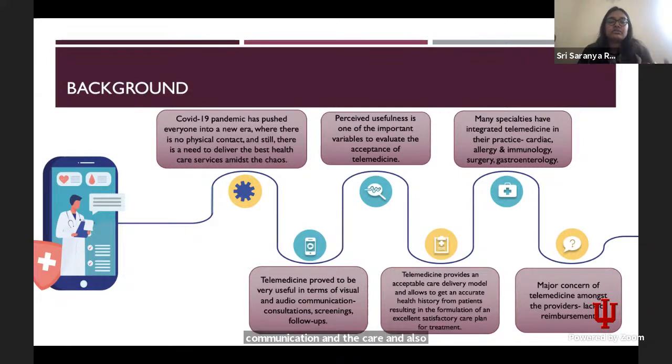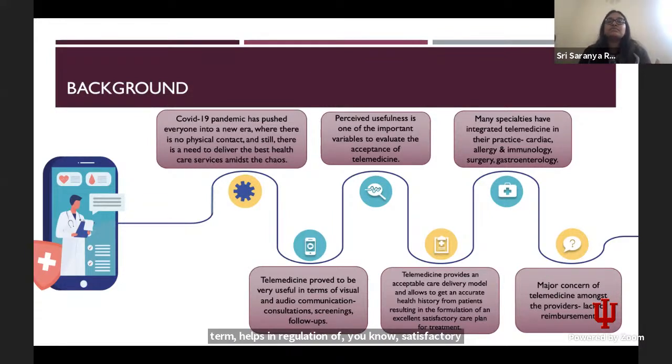And also, telemedicine has proved to be very useful in terms of visual and audio communication, in terms of consultation, screenings, and follow-ups. There are also some variables which have been recognized, which can be evaluated to understand the acceptance of telemedicine, and among these, perceived usefulness, which is how the provider feels about the advantages of telemedicine, is one of the important variables. And telemedicine also provides an acceptable care delivery model and allows getting an accurate health history, which in the long term helps in regulation of a satisfactory treatment plan.